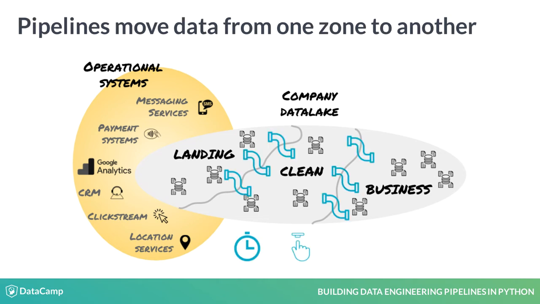To move data from one zone to another and transform it along the way, people build data pipelines. The word comes from the similarity of how liquids and gases flow through pipelines. In this case, it's just data that flows. The pipelines can be triggered by external events, like files being stored in a certain location, on a time schedule, or even manually.